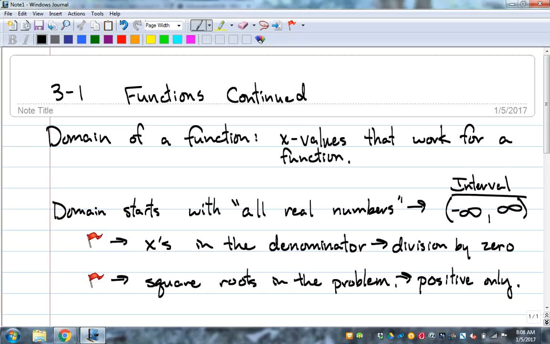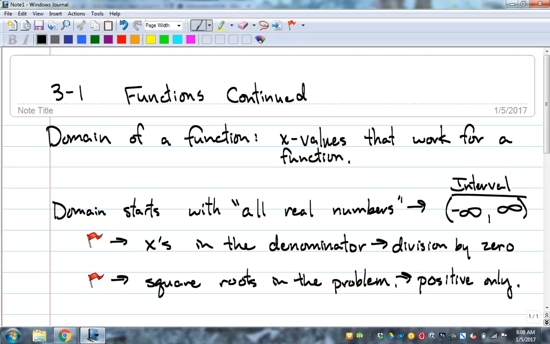If you are including the number, you use a square bracket, and we'll see that as we go through working on some of this interval notation. But we're starting at negative infinity and going to positive infinity. What we're going to be looking for when we're trying to find the domain are these red flags. And there are only 2 red flags that you have to look for. So it's a really simple idea, but it can get kind of complex in the equations or the functions that you're dealing with.